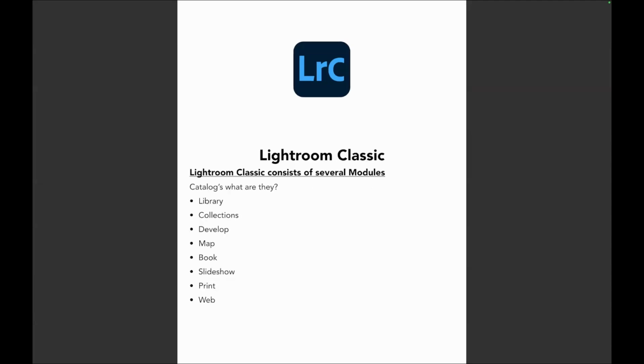Your Lightroom Classic, and I'm going to go on to it in a minute, consists of several modules. So the desktop version, the classic version, is module based. You've got a library, you've got collections. Now collections on a desktop is the same as albums on the cloud, and that gets confusing to everybody. I've got it in an album, but why haven't I got it in a collection?